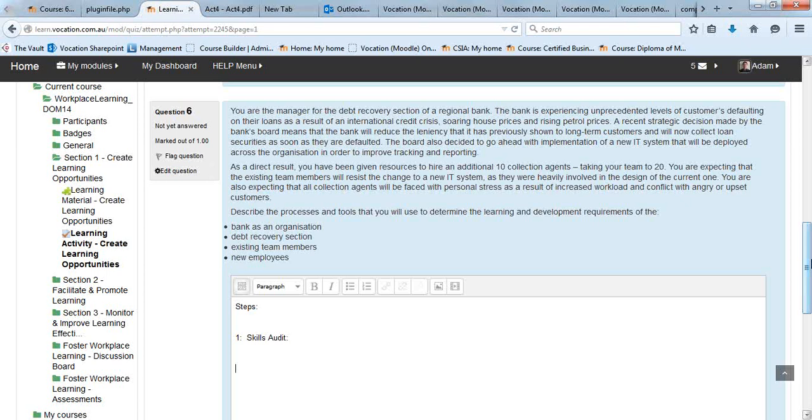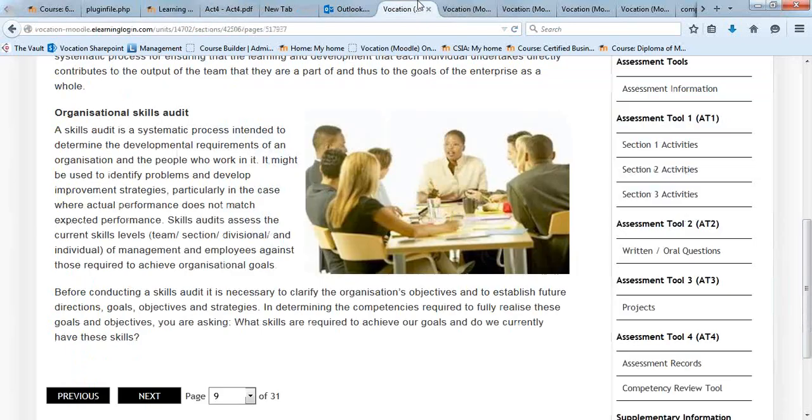So essentially an organisational skills audit will tell me every single skill that is required for all of my team members. It is breaking down everything that is required for them to be able to do their job. So that's the very first stage, the first concept around doing a skill set. Looking at the learning materials, I've actually blown up the learning materials on the screen here.